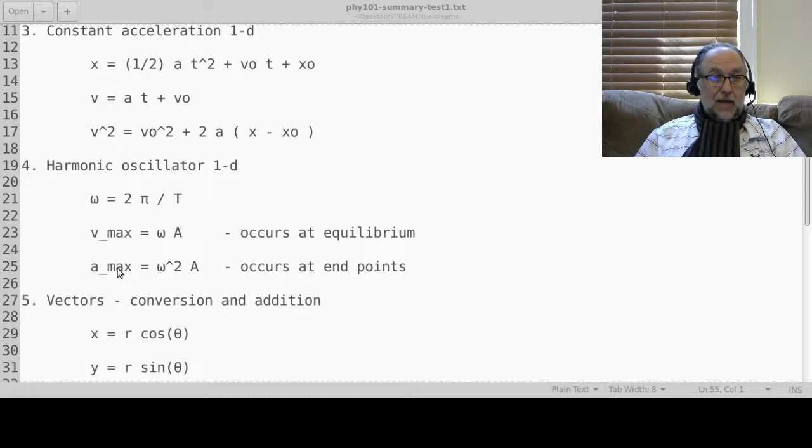And then Amax, which is the maximum acceleration, actually happens at the endpoints because that's when the thing is being swung around the fastest. So Amax is equal to omega squared times A. All right. And again, these are fairly simple questions. Mathematically simple, but it's very important that you be able to interpret the questions correctly.